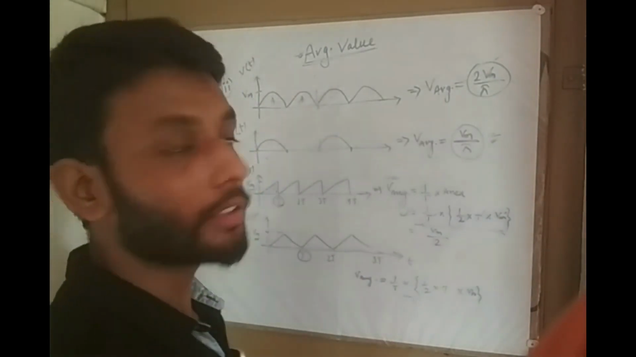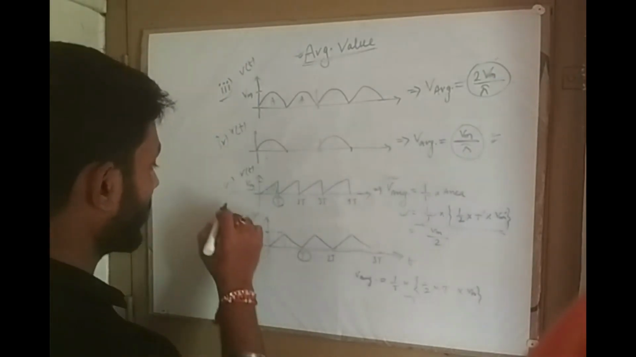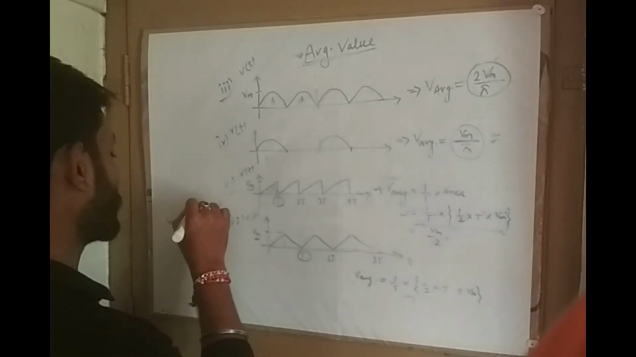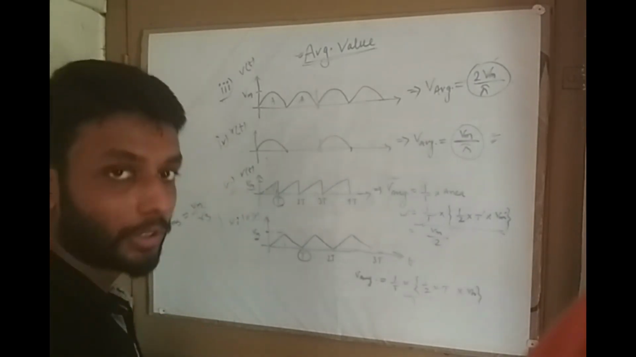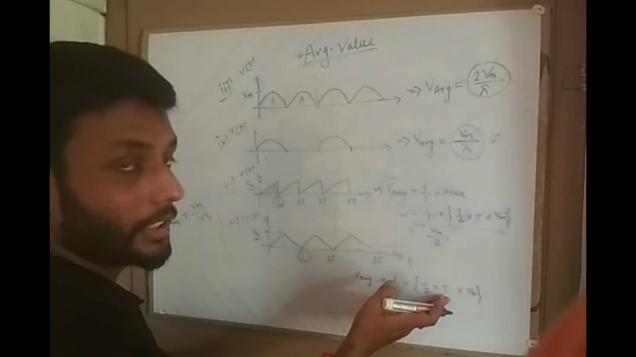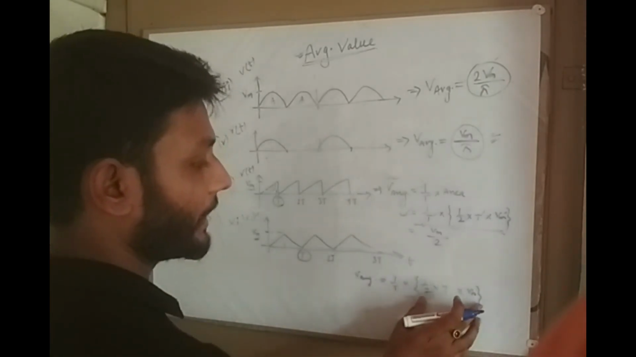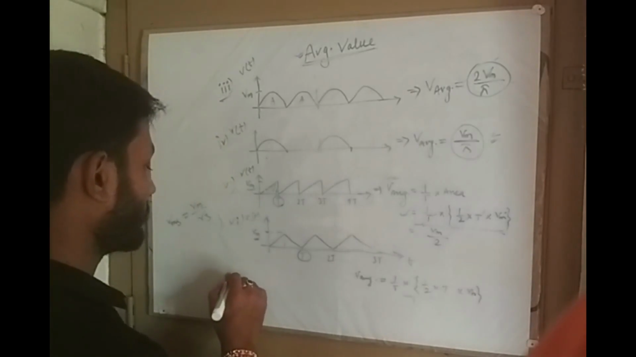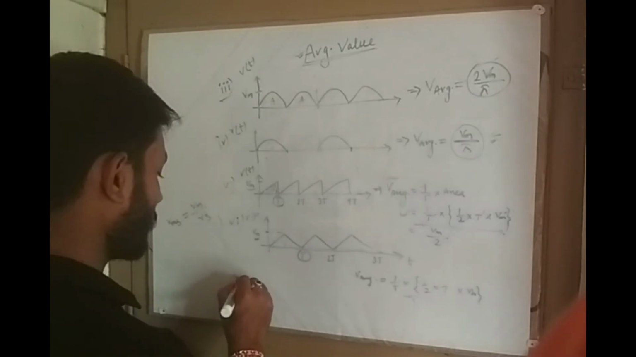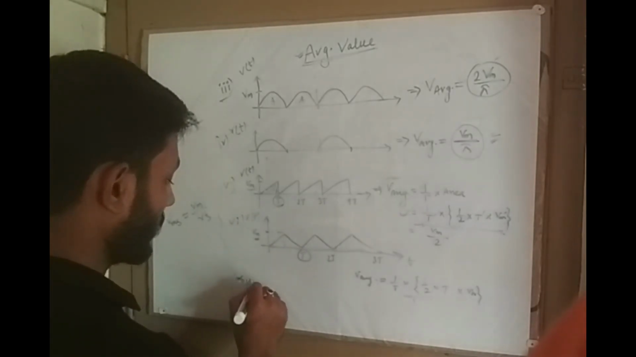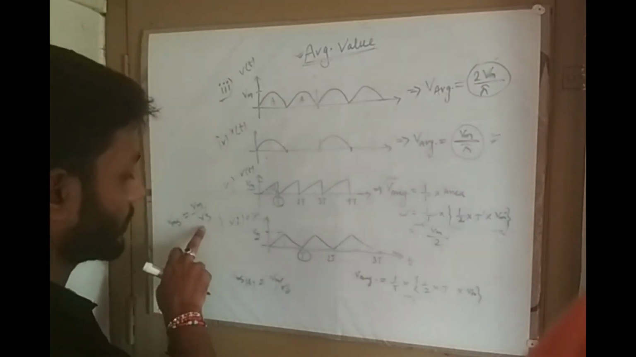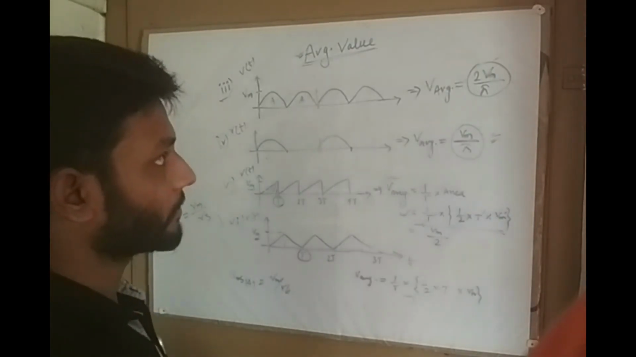For the VRMS value also, for this type of triangular wave, VRMS was Vm divided by root 3. And for half wave you can find it in this way: 1 by T multiplied by the area for one time period. For the half wave triangular wave, VRMS was 1 by root 2 times this one, Vm divided by root 6.